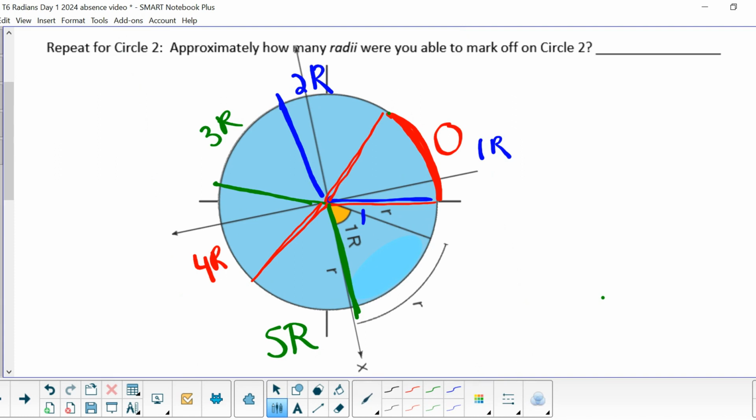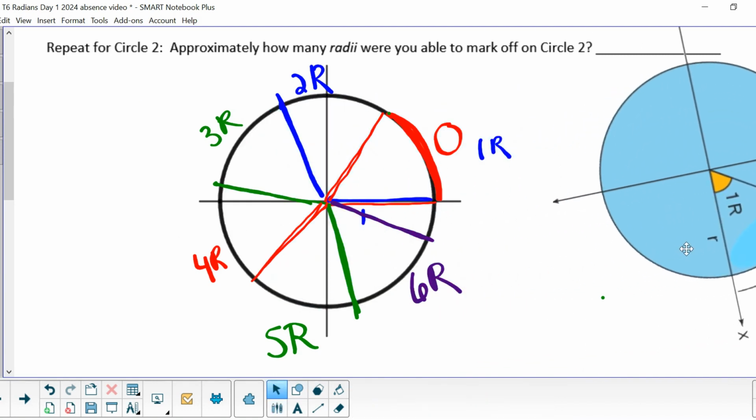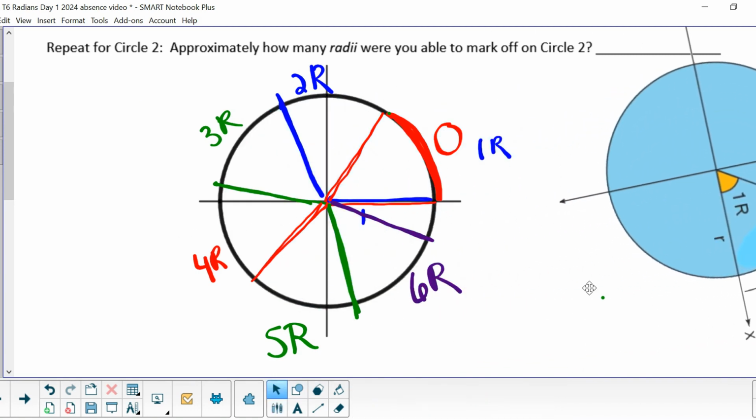Let's pick purple this time. And now I can see this is my last full radian I can get. So I have 6 full radians on this circle. Let me move the overlying part out of the way. So I have 6 full radians plus this little bit extra. And here's where it gets really interesting.